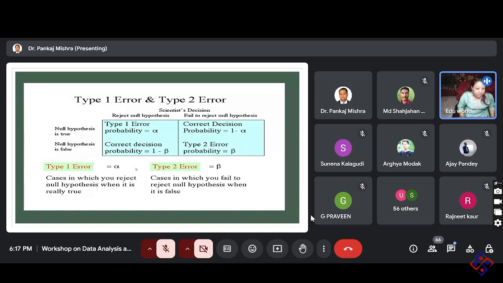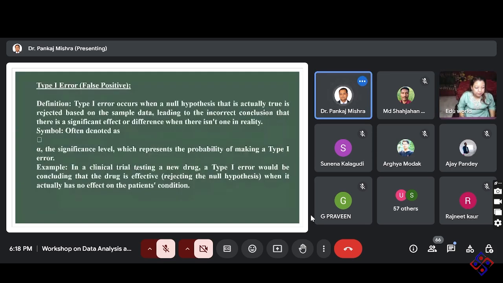Next slide. Now I will explain what this type 1 and type 2 error is. So type 1 error is when a null hypothesis that is actually true is rejected based on the sample data. See, here its example is given.